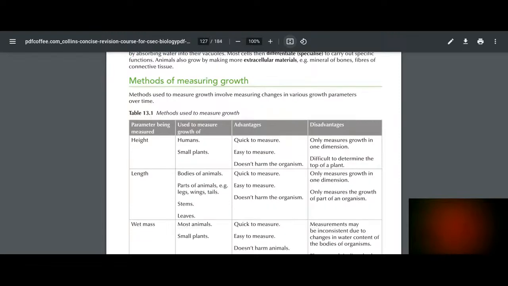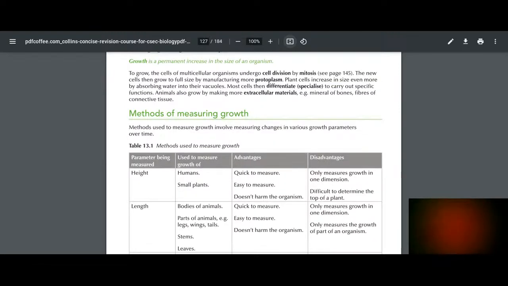So, what is growth? Growth is the permanent increase in size of an organism.